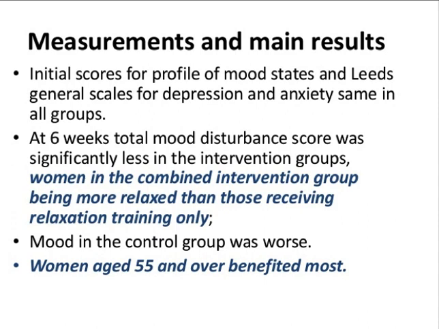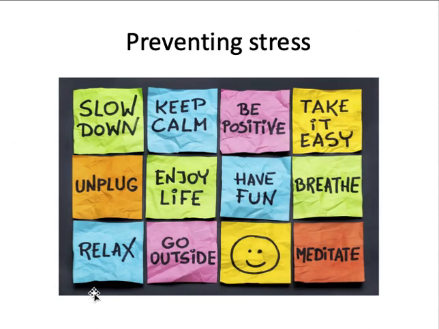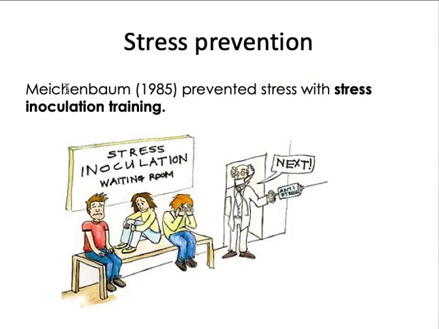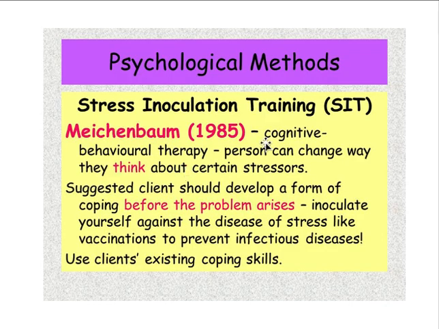Now, we are also going to look at preventing stress, so before stress happens, we know how to prevent it. In this study, we're looking at Meichenbaum, who used stress inoculation training. It's a cognitive behavior therapy. A person can change the way they think about certain stresses. It suggested the client should develop a form of coping before the problem arises: inoculate yourself against the disease of stress, like a vaccination to prevent infectious disease.